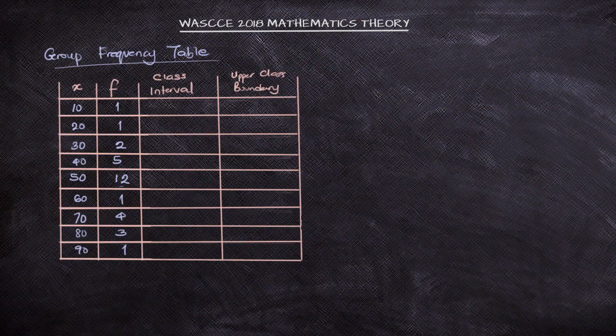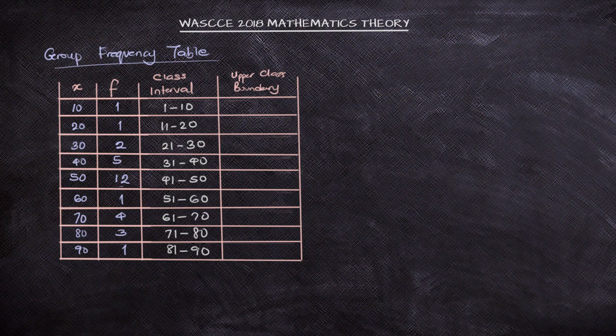Now we have to draw our grouped frequency table. We want to get our class interval. It had been given to us initially, using a class interval of 1 to 10. We can fill up the table for each class interval.